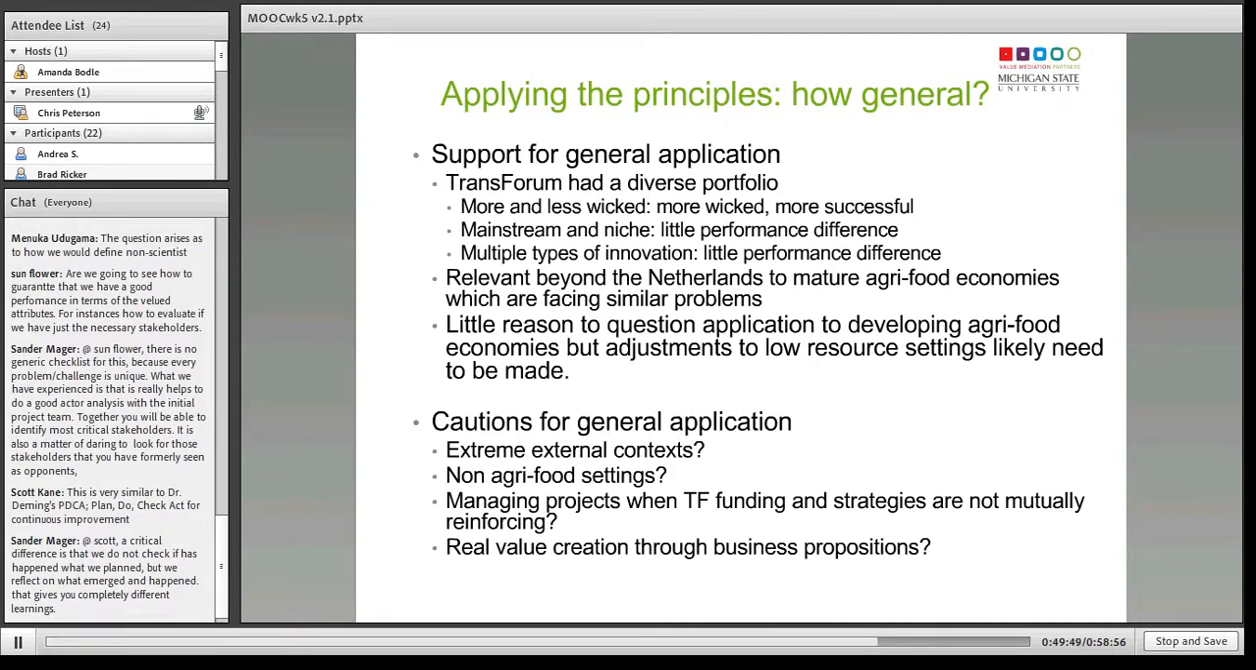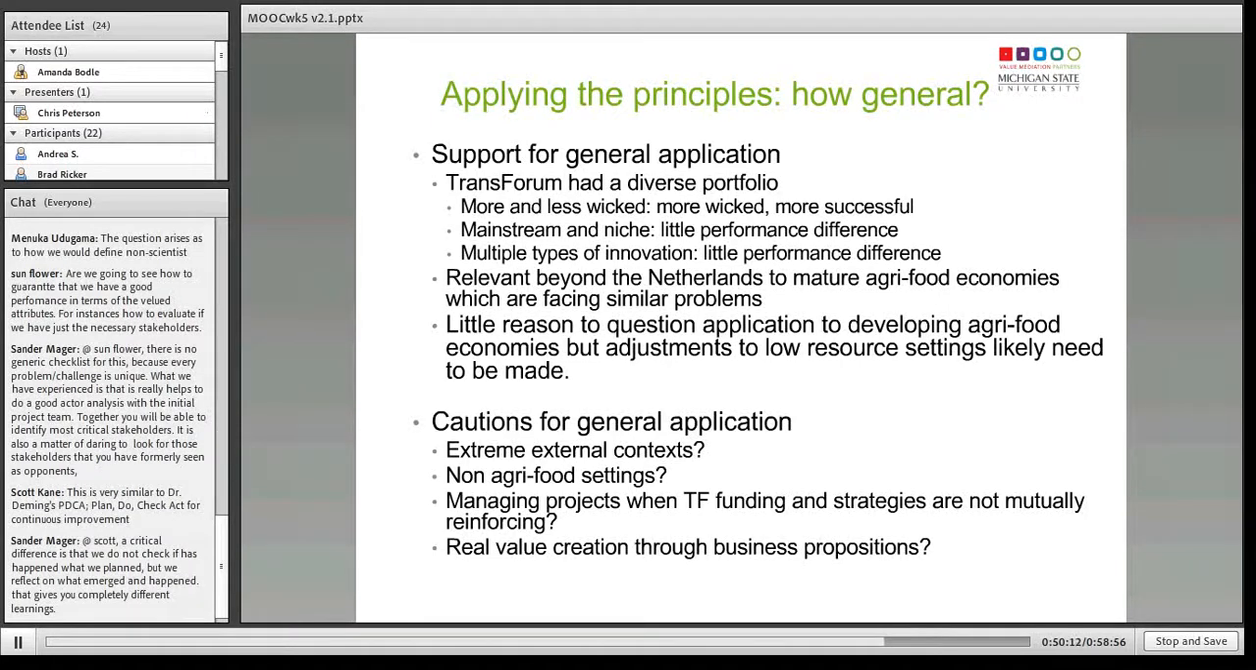Obviously, we were only looking at agri-food projects across the 30 here, and the question would be, are these principles more widely applicable? Again, I think there have been other authors and researchers in other categories that would suggest that they probably are, but we were specifically looking at agri-food projects.